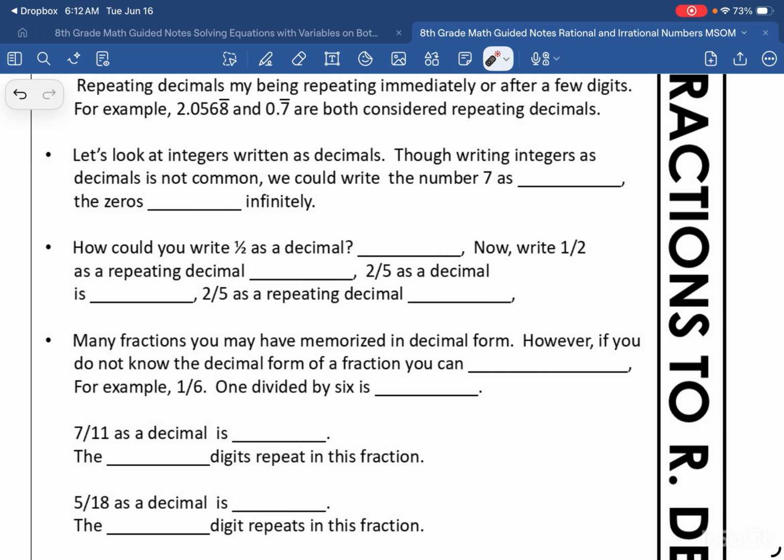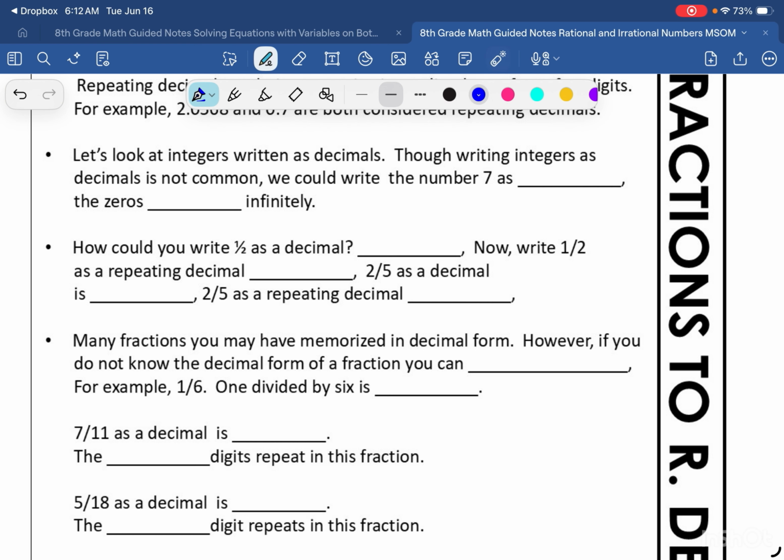Though writing integers as decimals is not common, we could write the number 7 as 7.0 with the 0 repeating. The zeros repeat infinitely. How could you write 1/2 as a decimal? Well, we could write 1/2 as 0.5. Now write 1/2 as a repeating decimal. So that would be 0.50 with the 0 repeating infinitely.